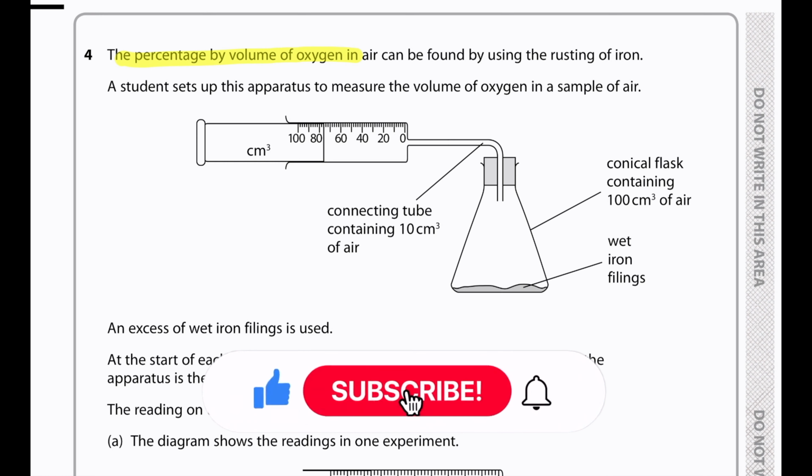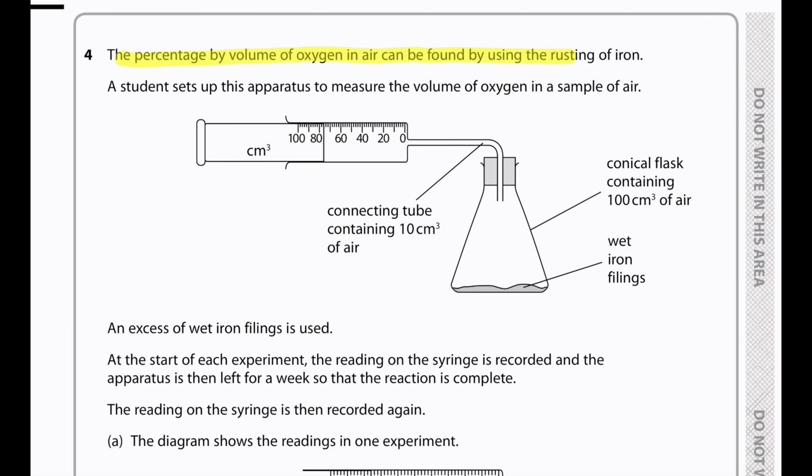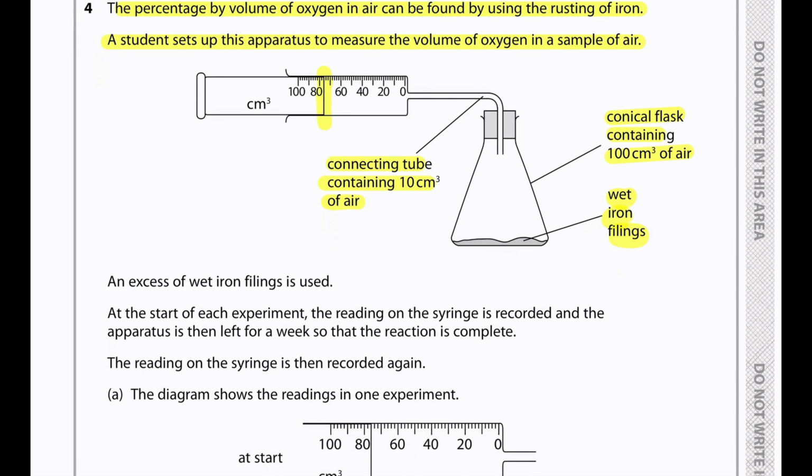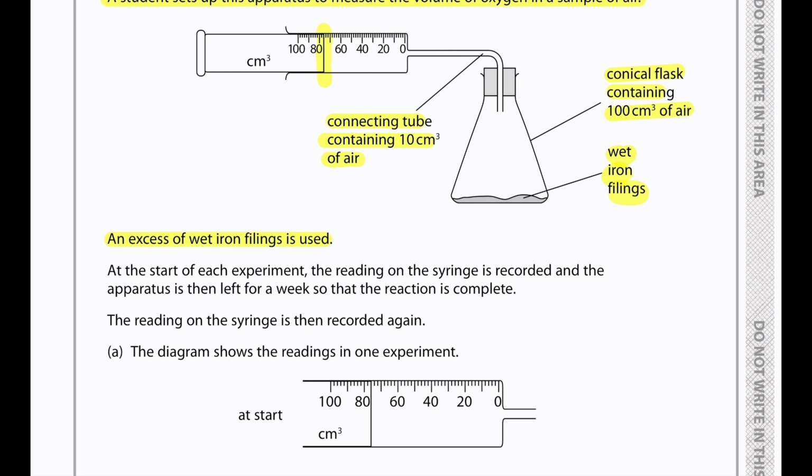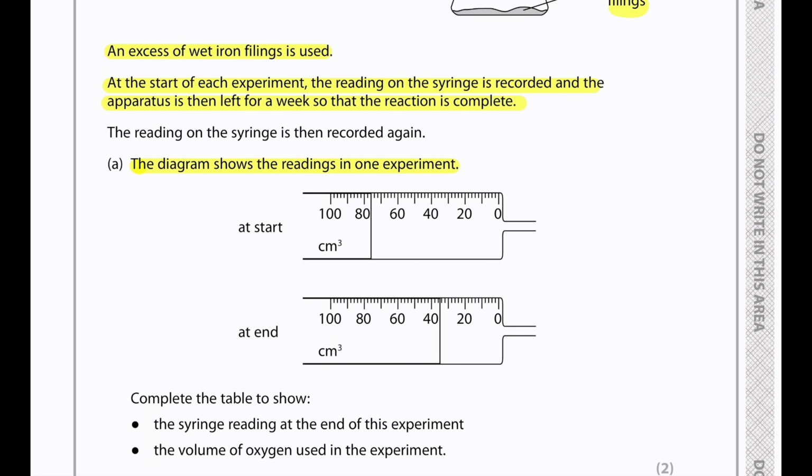The percentage by volume of oxygen in air can be found by using the rusting of iron. A student sets up the apparatus to measure the volume of oxygen in a sample of air. The tube contains 10 cm3 of air, connected to a syringe containing about 100 cm3 of air and wet iron filings. An excess of wet iron filings is used. At the start of each experiment, the reading on the syringe is recorded and the apparatus is then left for a week so that the reaction is complete. The diagram shows the readings at the start and at the end of one experiment.